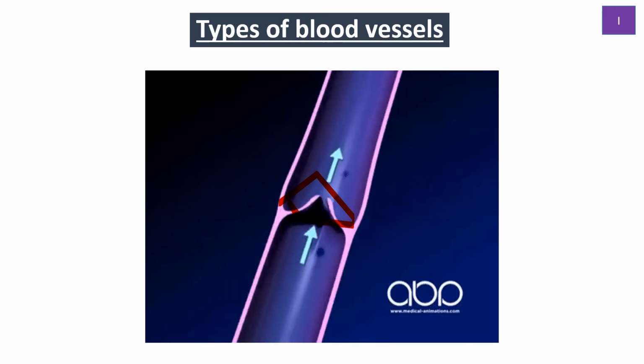So real key point here, veins have valves. What do valves do? They stop the backflow of blood. We want to keep that blood flowing in the same direction, particularly if that blood is moving from the lower body back up to the heart. Obviously it's going against gravity as well, and it's got to use that force and these valves to keep that blood circulating back up to the heart without it going backwards. So that's why we need veins. Very important.